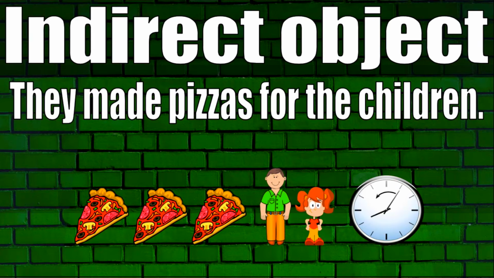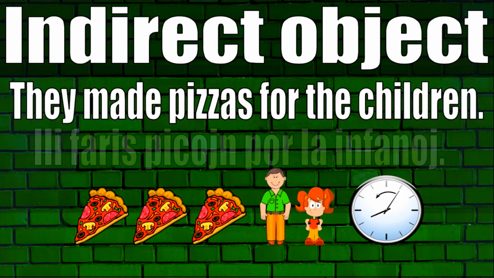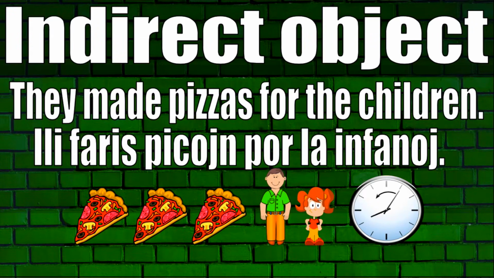Let's try another example. They made pizzas for the children. Ili faris pizzojn por la infanoj. Remember that pizzas is plural, so we have the j ending, and it's also the direct object, so we have the letter n added after the j ending. Por means for, so we put the word por right before la infanoj to indicate that it's the indirect object. And in this case, we're using por because it's for the children, not to the children.